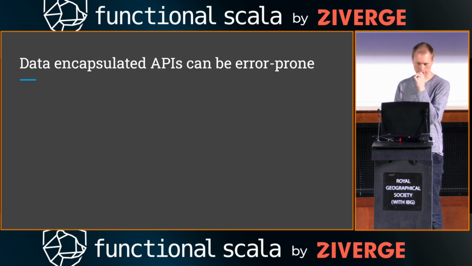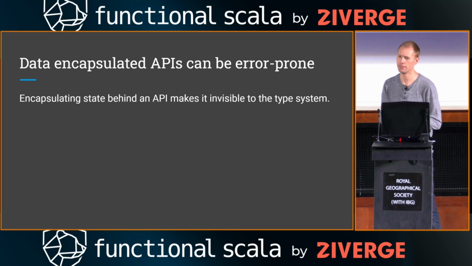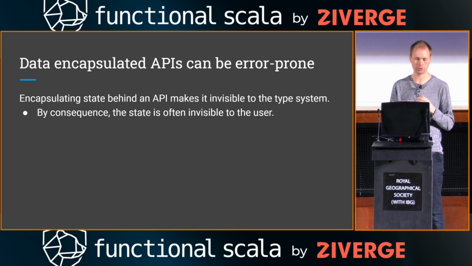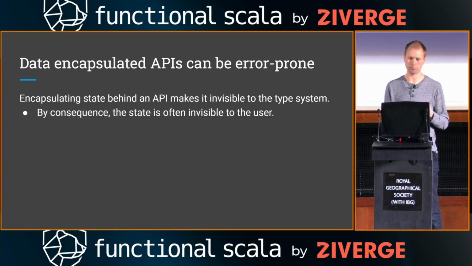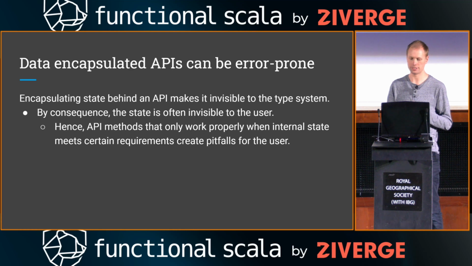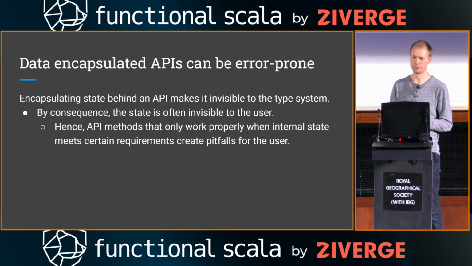Something I want to touch on is that data encapsulated APIs can be error prone. When you encapsulate state behind an API, it makes it invisible to the type system. By consequence, the state is often invisible to the user. Hence, API methods that only work properly when internal state meets certain conditions create pitfalls for the user, because they can't call that method in certain states. So someday, some user is going to call that method when they shouldn't.